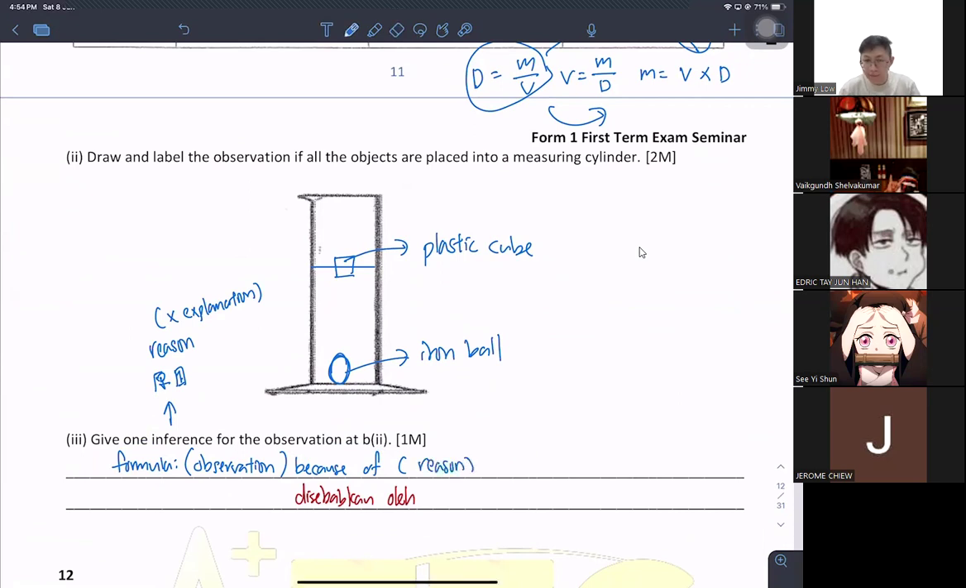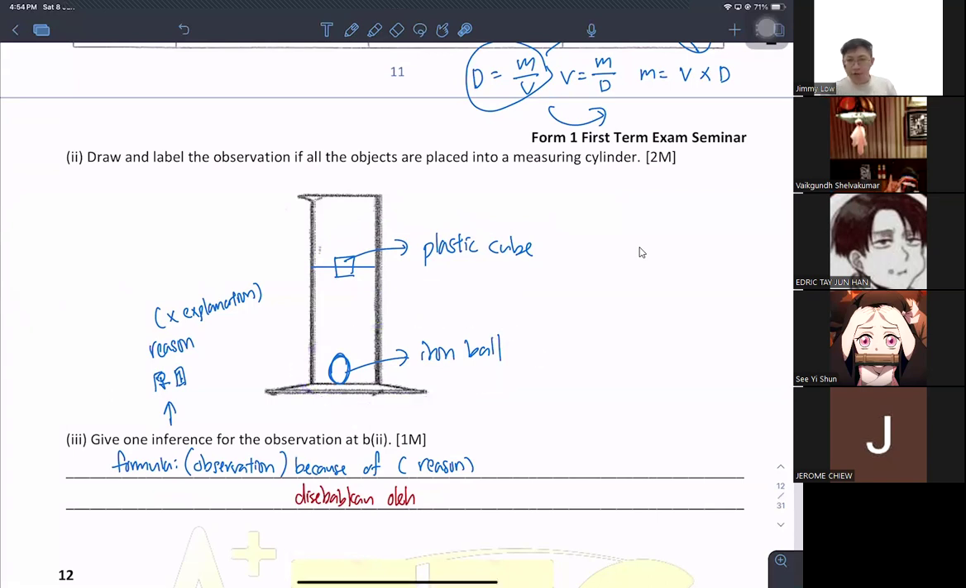Okay. So for example, I use this question as an example. So your observation is what? Your observation can be two things: plastic cube floats on the surface of water, or the iron ball sinks in the bottom of the water. So I just take one. I take iron ball.